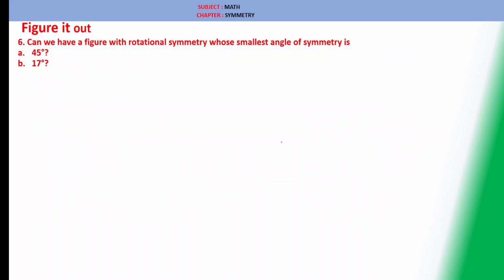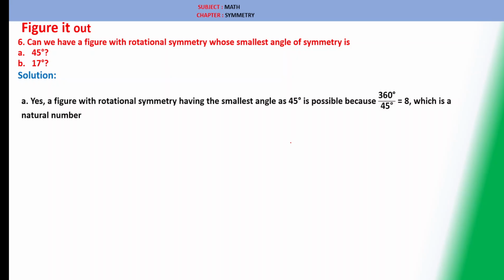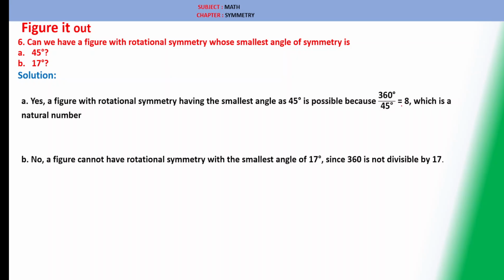Question number 6. Can we have a figure with rotational symmetries whose smallest angle of symmetry is 45 degrees or 17 degrees? Solution. Yes, a figure with rotational symmetry having the smallest angle as 45 degrees is possible because 360 divided by 45 is 8, which is a natural number. With 17 degrees, no, a figure cannot have a rotational symmetry with the smallest angle of 17 degrees since 360 is not divisible by 17.